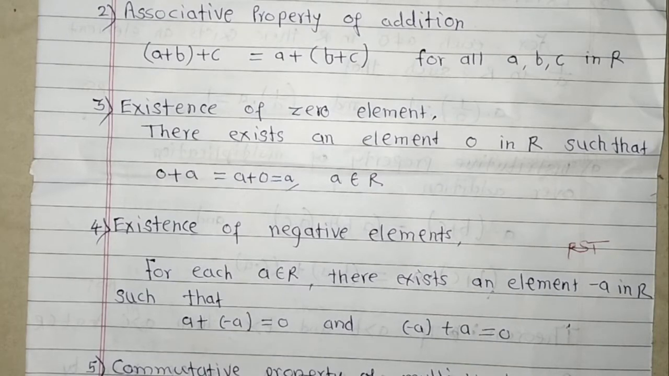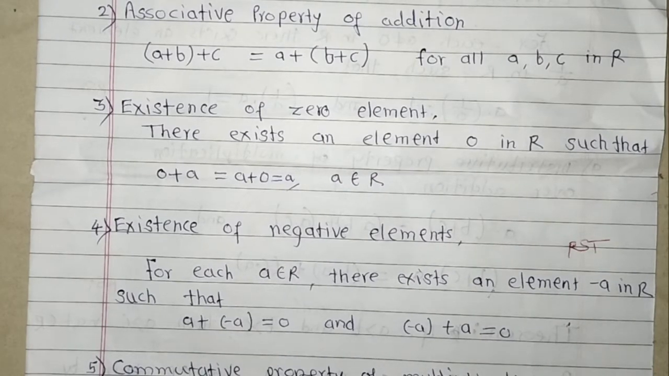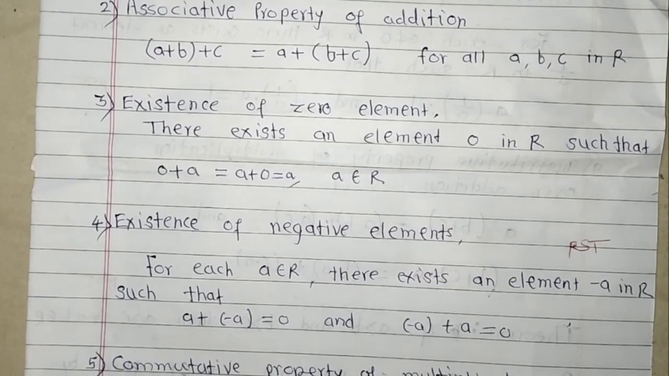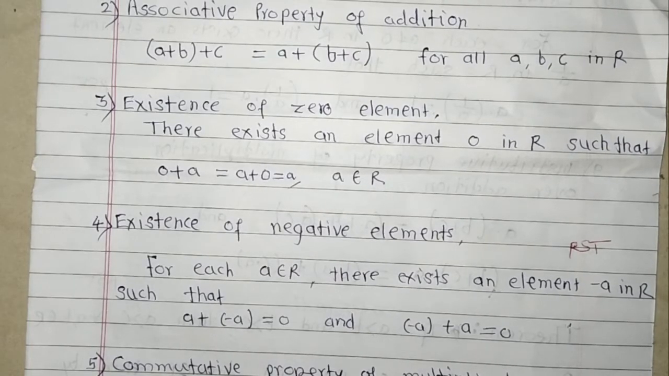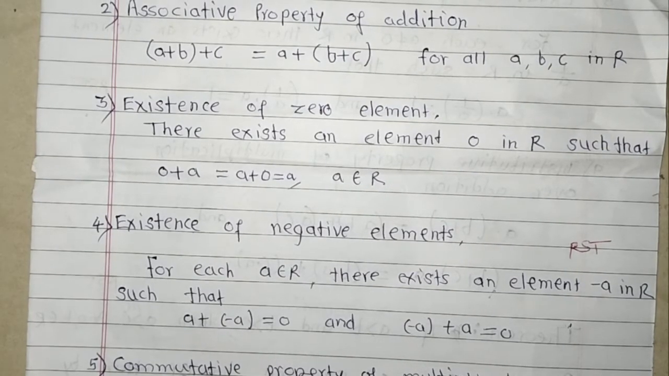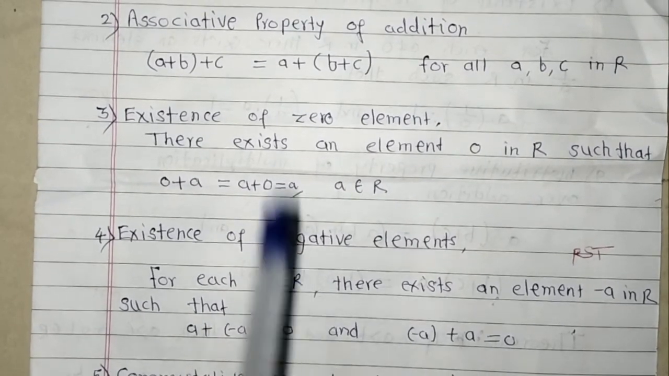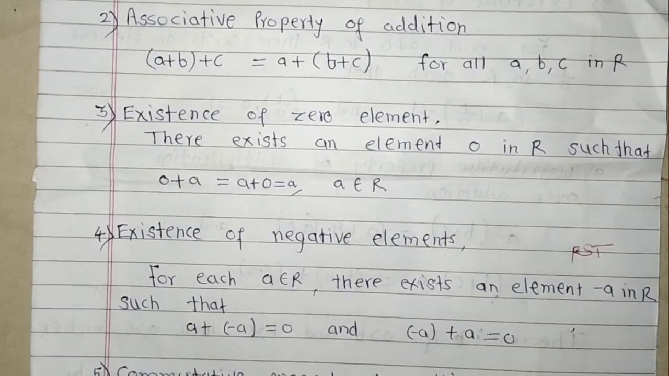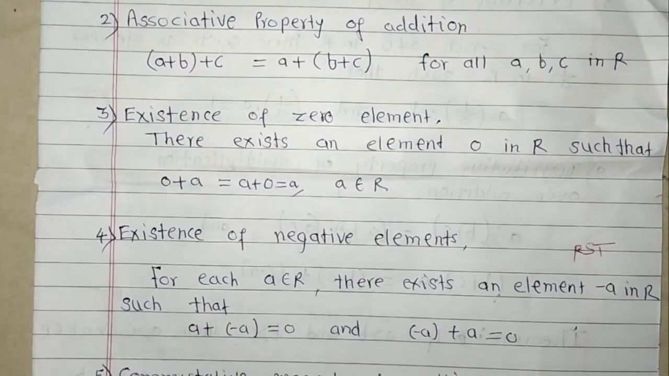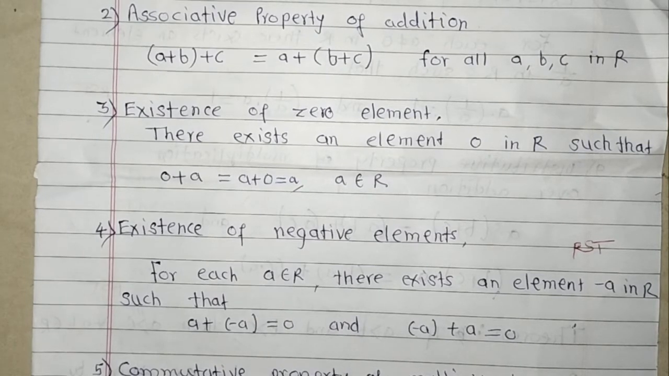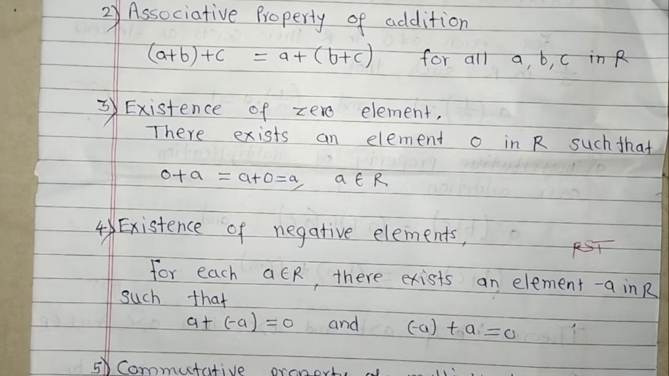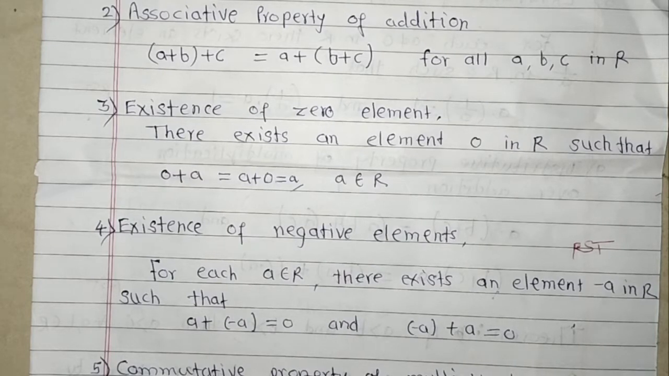Next property is commutative property for multiplication. a dot b equal to b dot a for all a, b in R. That means this is similar property as for addition. Instead of addition there is multiplication. a dot b equal to b dot a means the first element into second element equal to second element into first element. They are equal for a, b in R.